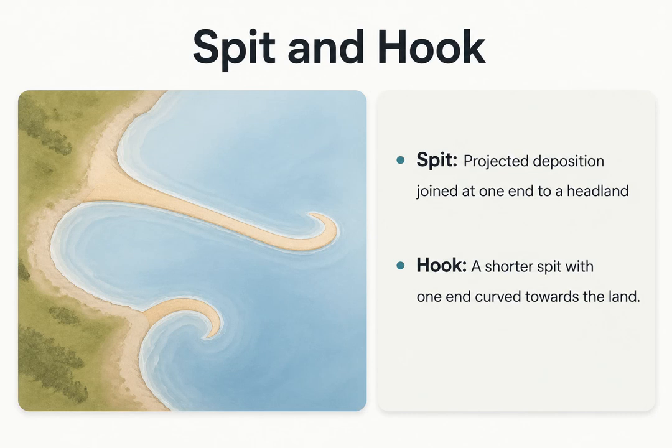When coastal currents transport sand and deposit it in a long, narrow ridge extending out from a headland into the open water, we call it a spit. It is anchored at one end and free at the other. If the ocean currents cause the free end of that spit to curve back toward the land, it is specifically referred to as a hook.